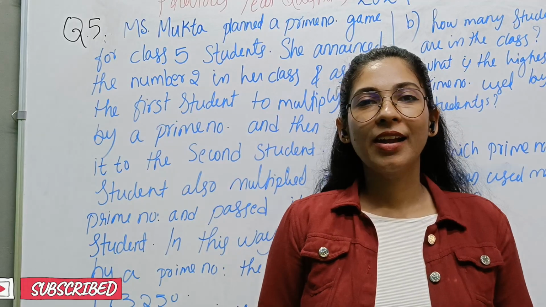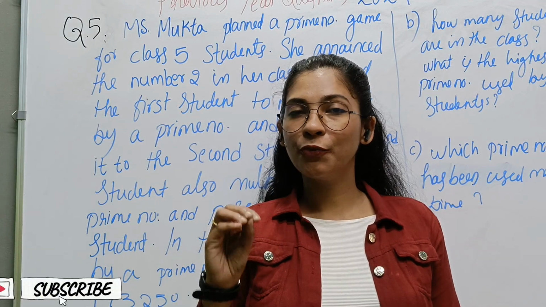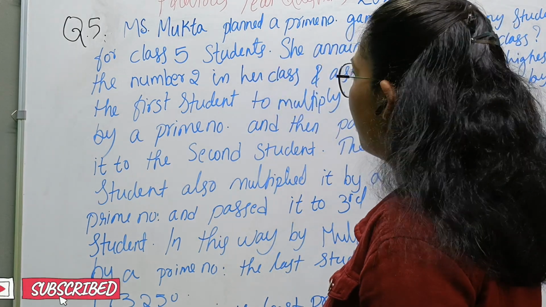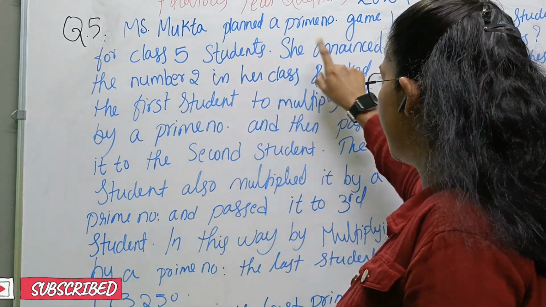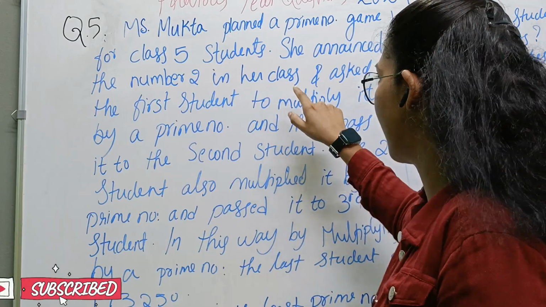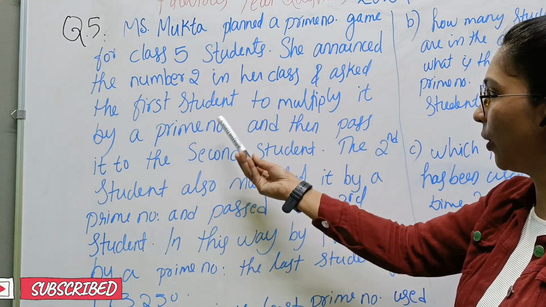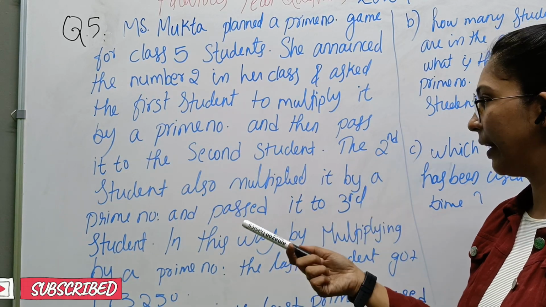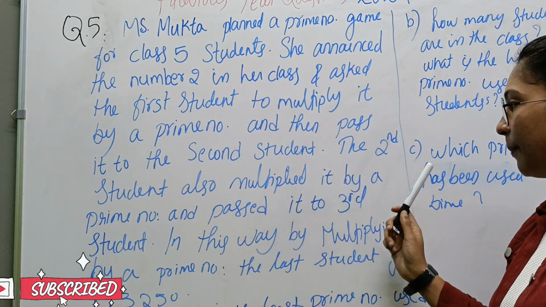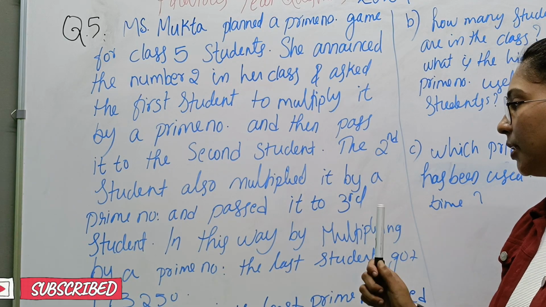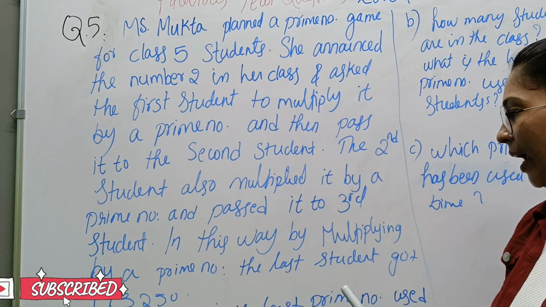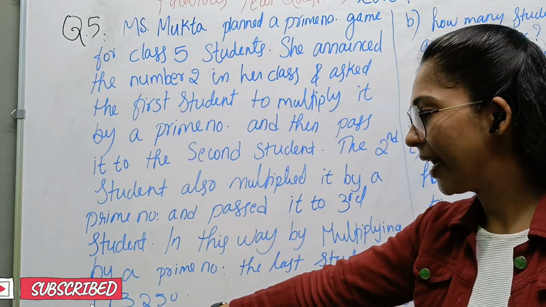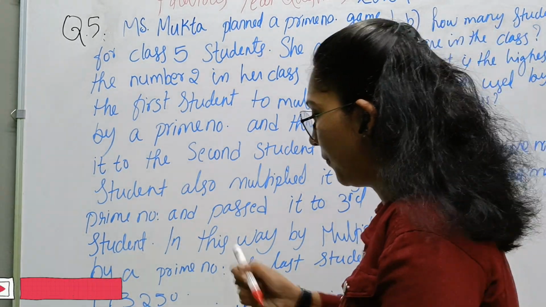Okay. So the fifth and last PYQ from the year 2024 is: Miss Mukta planned a prime number game for class 5 students. She announced the number 2 in her class and asked the first student to multiply it by a prime number and then pass it to the second student. The second student also multiplied it by a prime number and passed it to the third student. In this way, by multiplying by a prime number, the last student got 1,73,250.